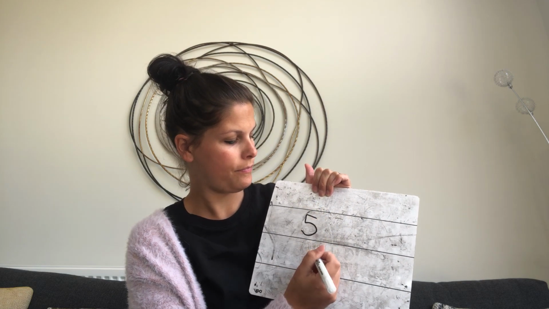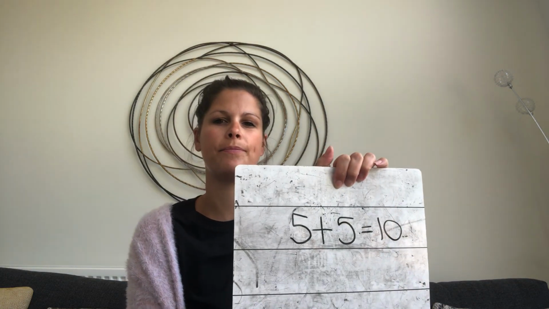Great, let's put that down so I can write it. We had 5 and we had another 5. We had 5 and another 5 here. Put it on top. It's all covered and that makes 10. So 5 and 5 equals 10.